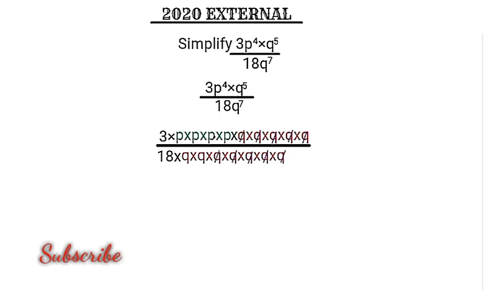Now as you can see, on top there is no q remaining. That means we can cancel the remaining 2 q's, which means we have sorted out the q's. Now let's check on p's. We have p's on top, but down we don't have p's, so there is nothing that is common. Now let's go to the numbers.